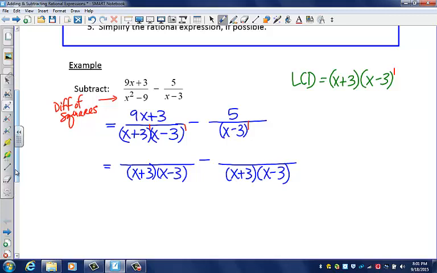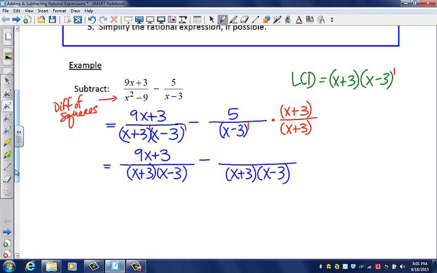Well, the first one already has the common denominator, so the numerator stays the same. In my second fraction, I don't have a common denominator. I have x minus 3, but I do not have the factor of x plus 3. So that's the factor that I'm missing to have the common denominator. So we're going to multiply numerator and denominator by that missing factor of x plus 3. Remember, it's like multiplying by 1 because x plus 3 divided by x plus 3 is 1.